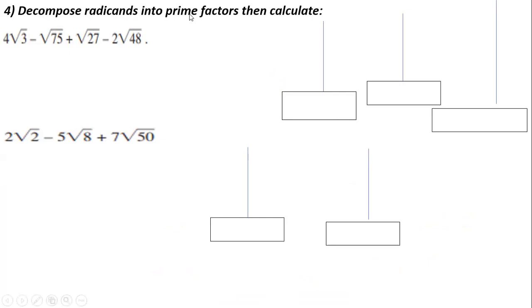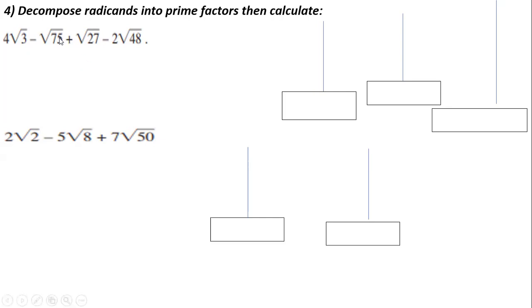We should decompose the radicands into prime factors, then calculate. If you look at this expression, you have radical 3, radical 75, radical 27, and radical 48. These are different radicands. I can never add or subtract them. To be able to calculate the answer of this expression, all my radicands should be the same. 3 is prime, so I cannot do the prime factorization.